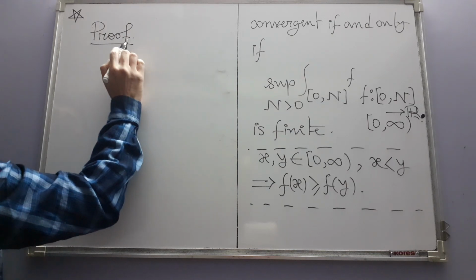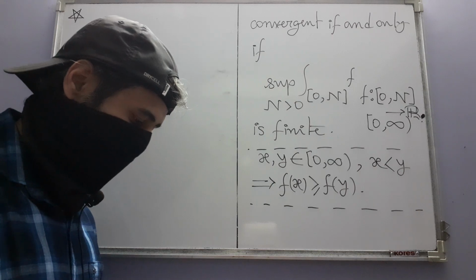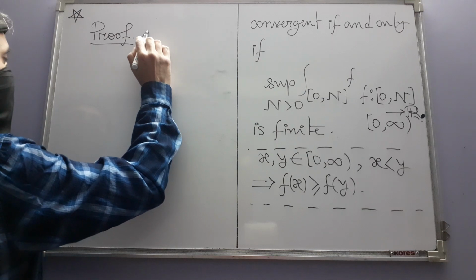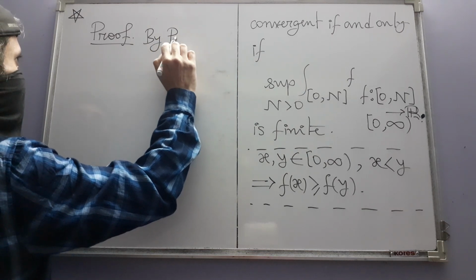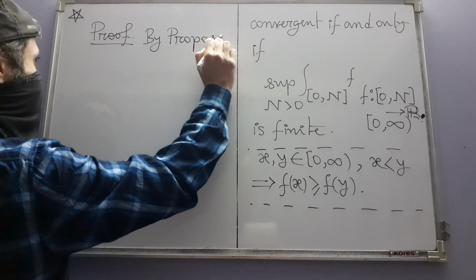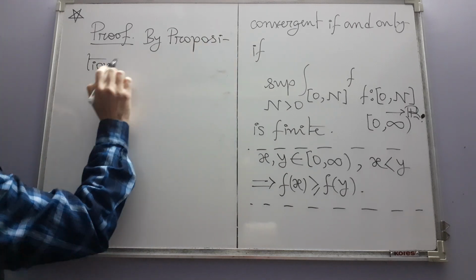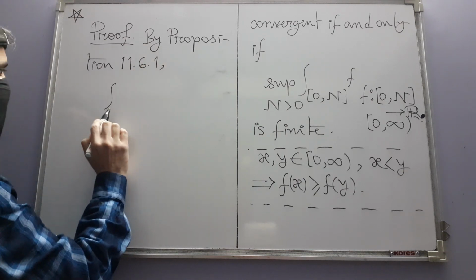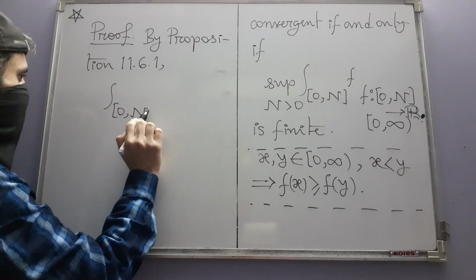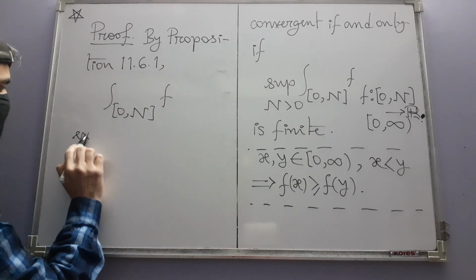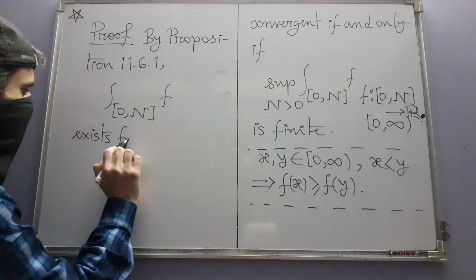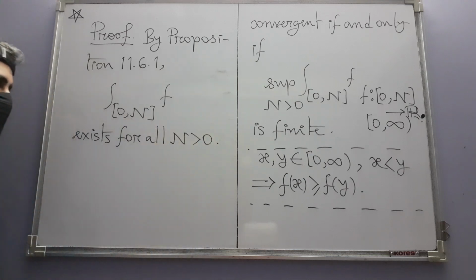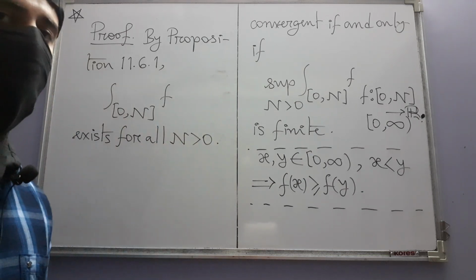We will also have to recall what that result was that we are going to refer to here. Proposition 1161. By proposition 1161, this exists for all n greater than 0. And here existence means being a real number.